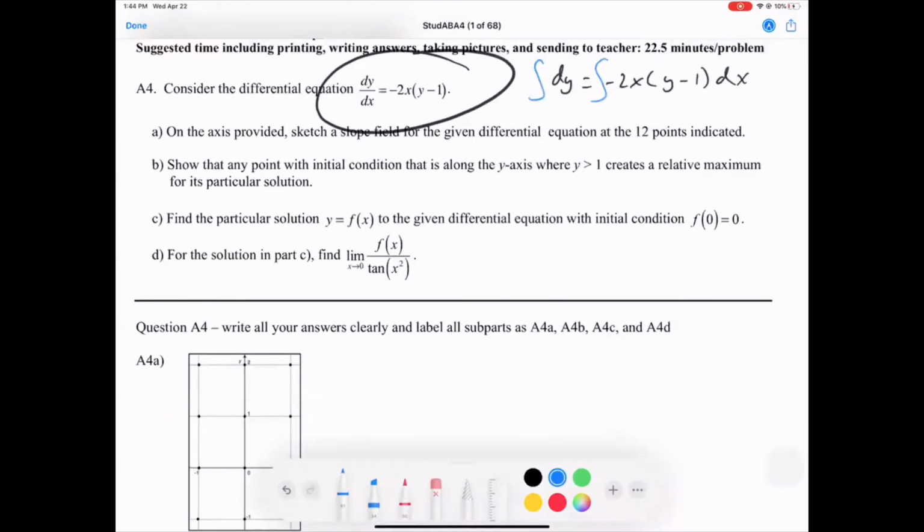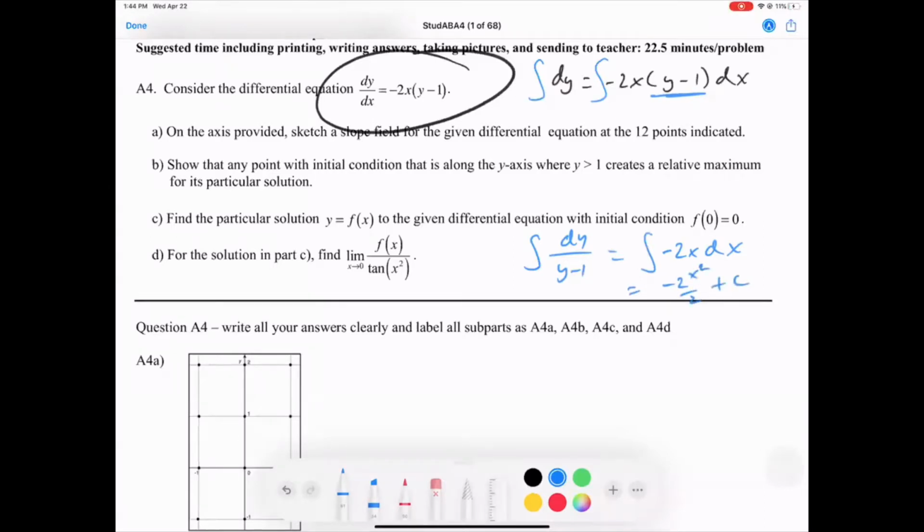The integral of dy is just y. The integral of this guy here, oh wait, whoops, I didn't separate them. I need to separate this guy, so we're going to move it over. So it's going to be the integral of dy over y minus 1 is equal to the integral of negative 2x dx. Okay, so the right integral is actually pretty easy. That's just power rule, negative 2x squared over 2 plus c.